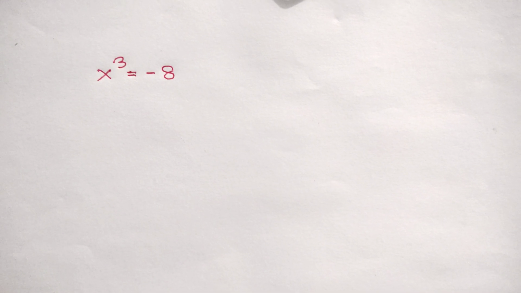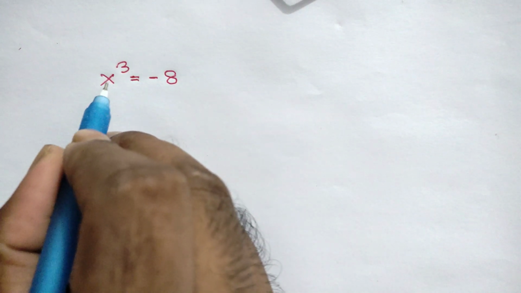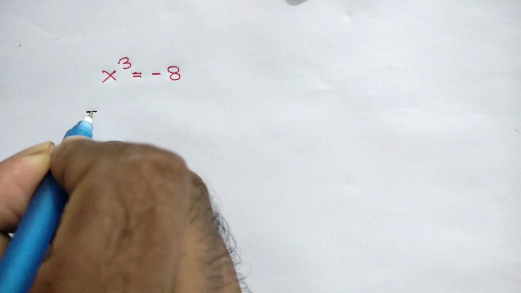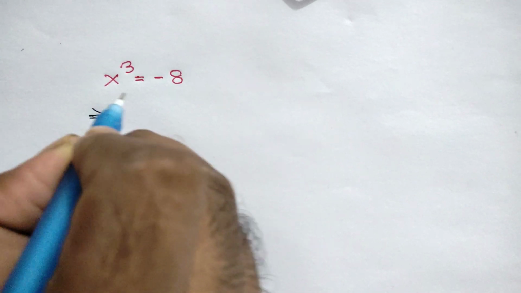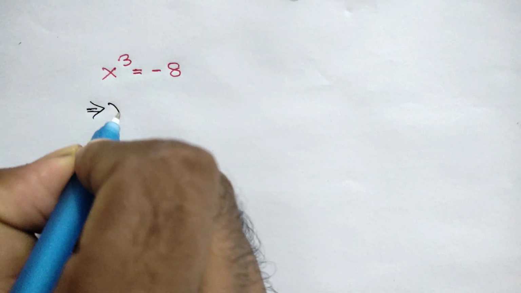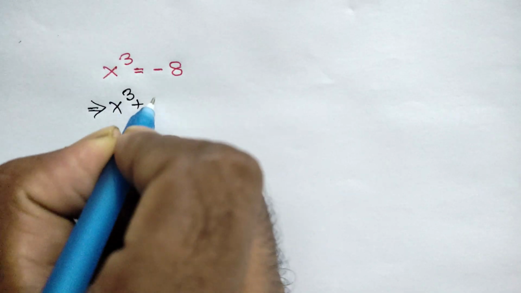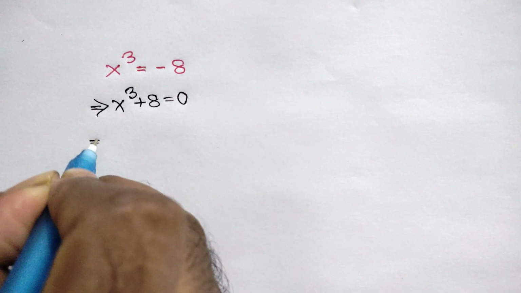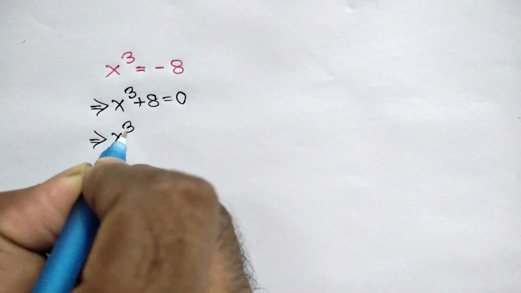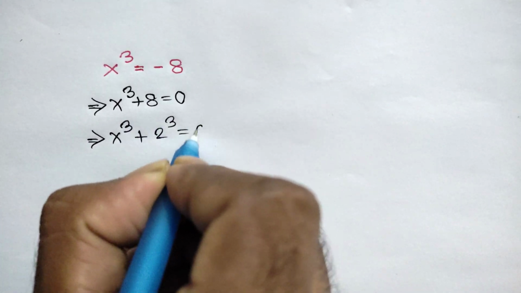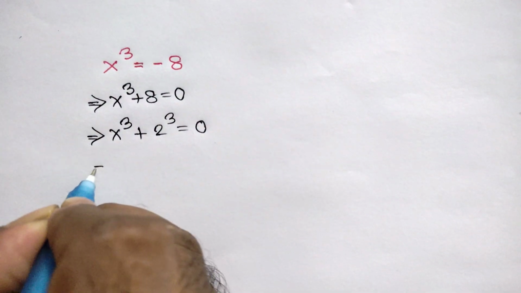In this video I am going to show how to find the value of x where x cube is equal to negative 8. Okay, taking this negative 8 to the left side we will get x cube plus 8 is equal to 0, or x cube plus this 8 can be written as 2 cube is equal to 0.